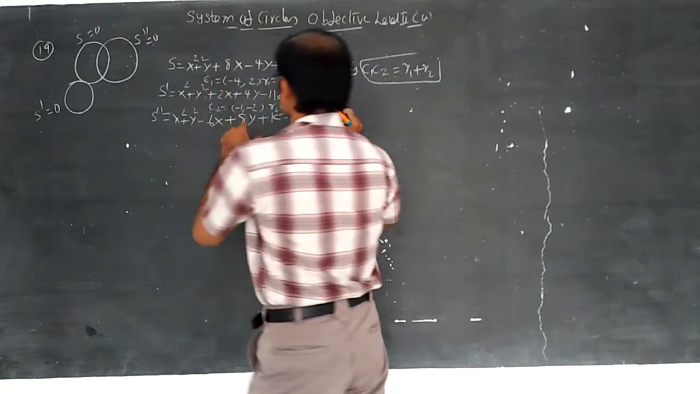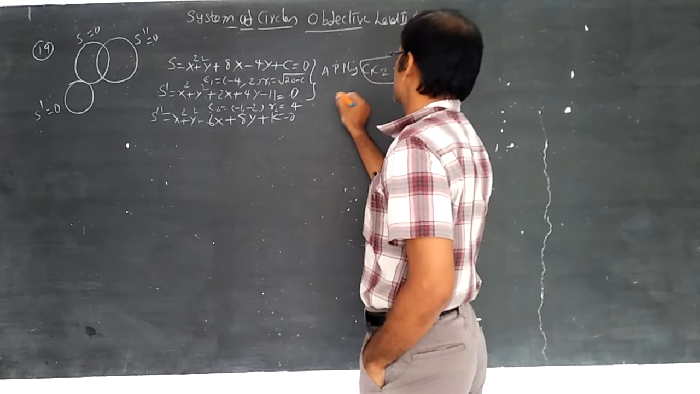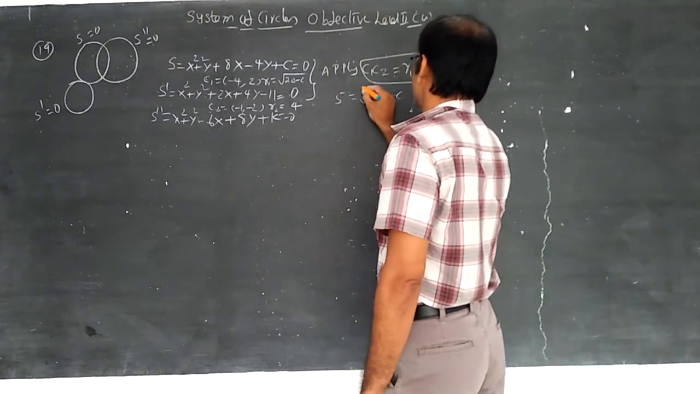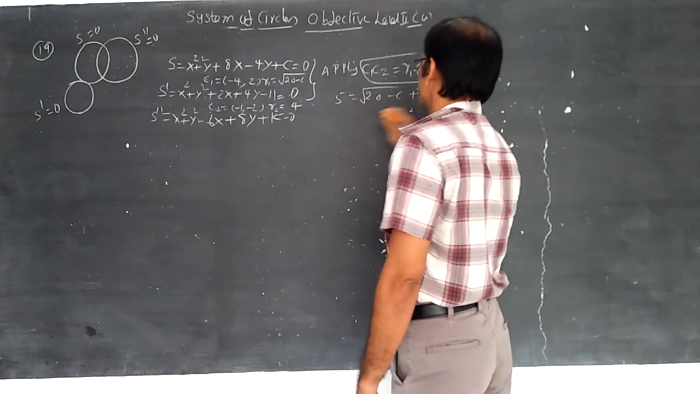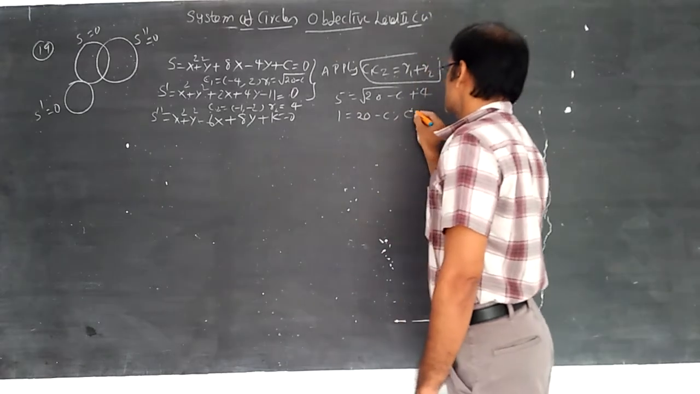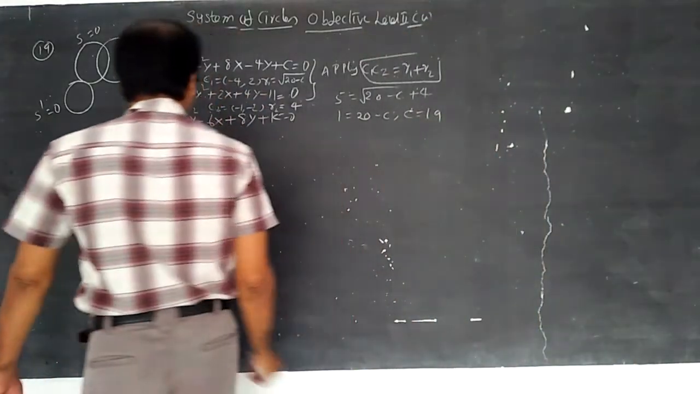C1C2 means minus 4 plus 1 whole square plus 2 plus 2 whole square. This is 9 plus 16, so it is 5. It is equal to R1 plus R2, root of 20 minus c plus 4. So 1 is equal to root of 20 minus c. By squaring both sides, we get c is equal to 19.